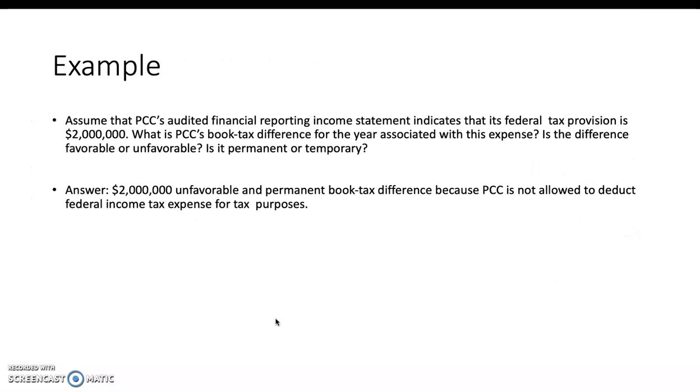So an example from this: assume that PCC's audited financial reporting income statements indicate its federal tax provision is $2 million. What is PCC's book tax difference for the year associated with this expense? Is the difference favorable or unfavorable, and is it permanent or temporary? The answer is a $2 million unfavorable and permanent book tax difference because PCC is not allowed to deduct federal income tax expense for tax purposes.